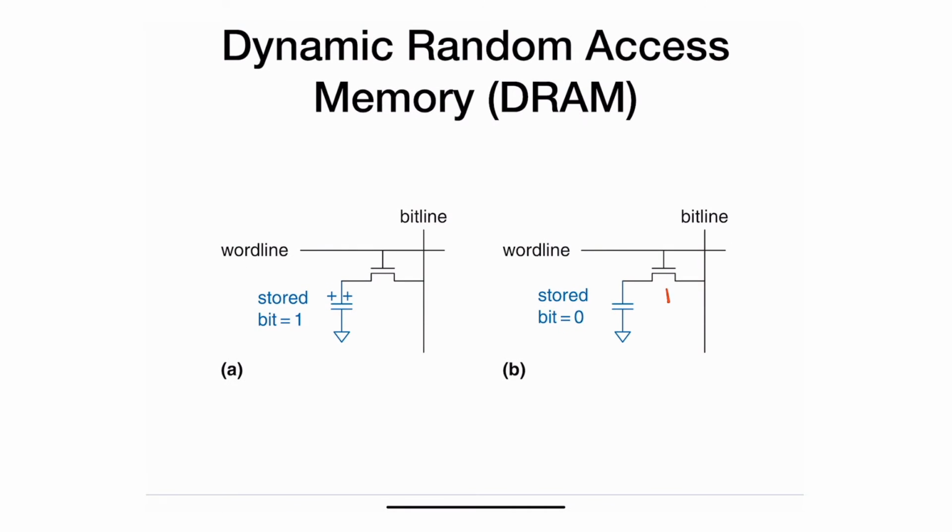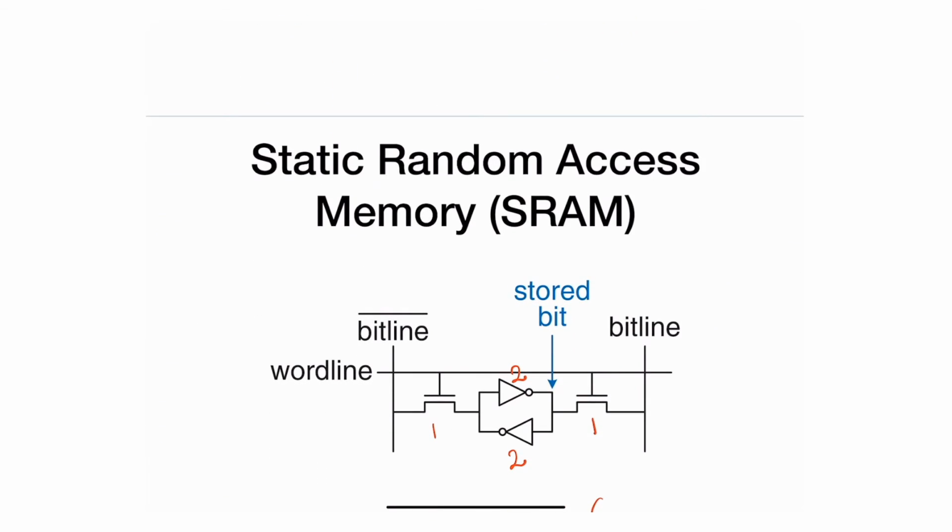Area-wise on the chip, you're going to see that the DRAM is also smaller. A capacitor is extremely small to construct. 1 transistor will take a lot less space than 6 transistors. So this is why DRAM is used, because it uses less power and it takes less area on the chip.